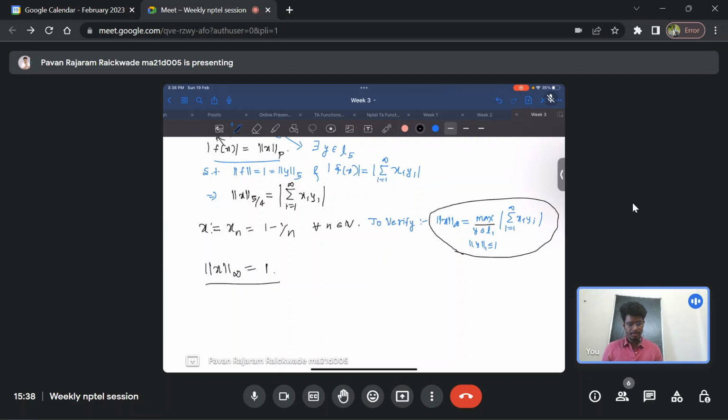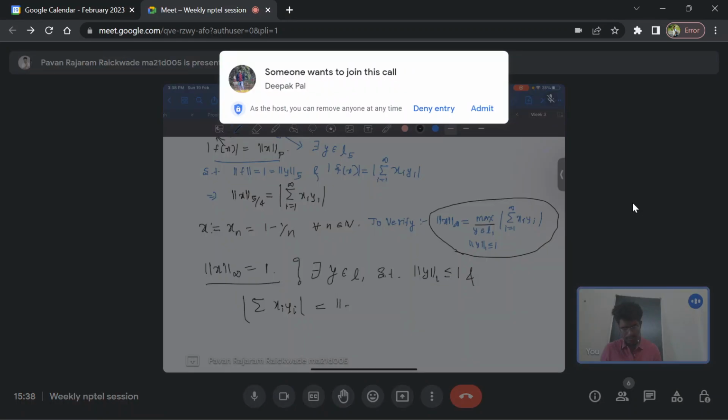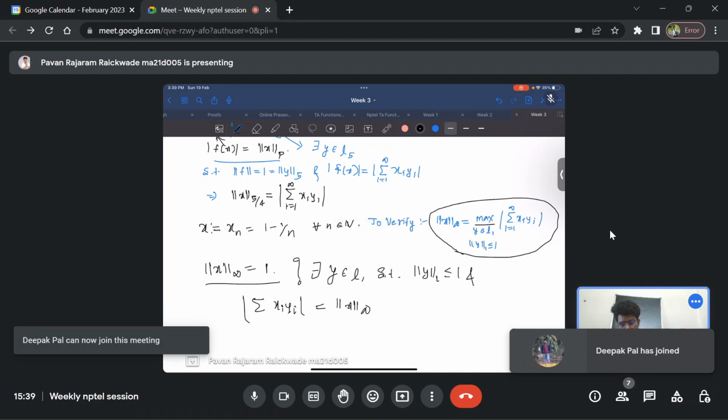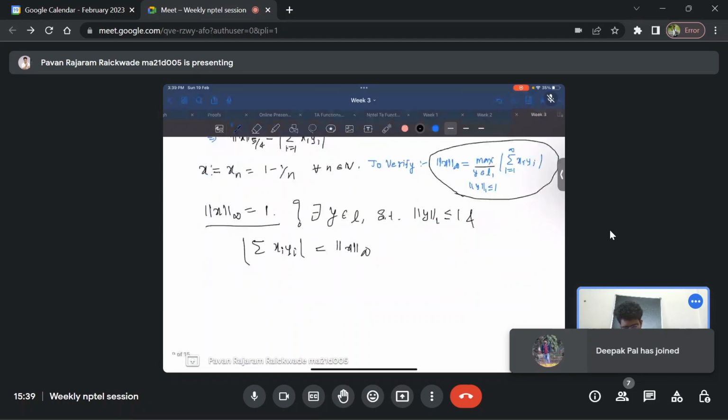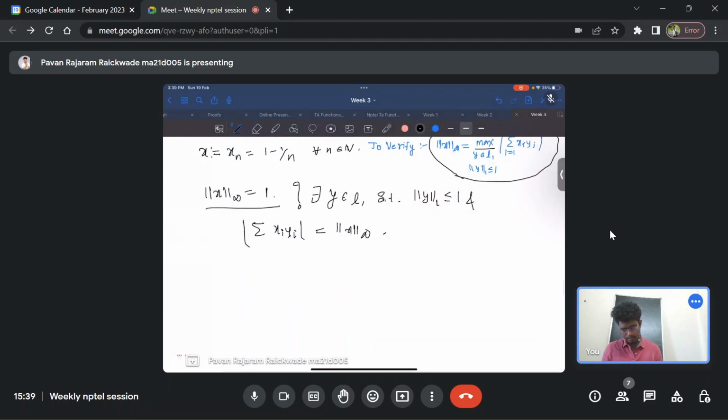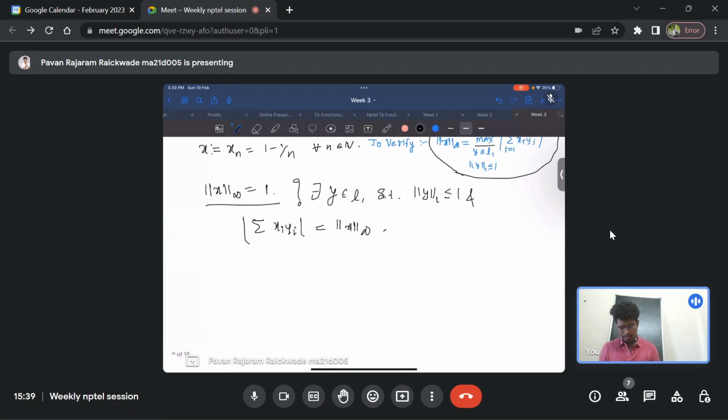So the meaning of maximum is there exists a particular y such that we have to check this thing. Does there exist a y belonging to L1 such that norm y1 is less than or equal to 1 and the modulus of summation xi yi equals norm x infinity? So we want to check whether there exists a y like this.